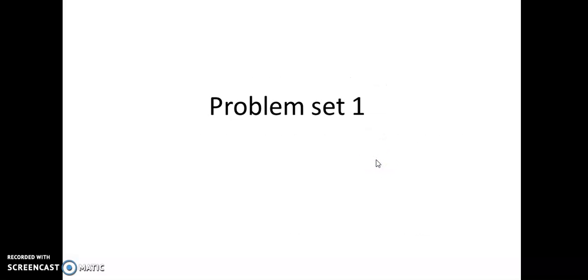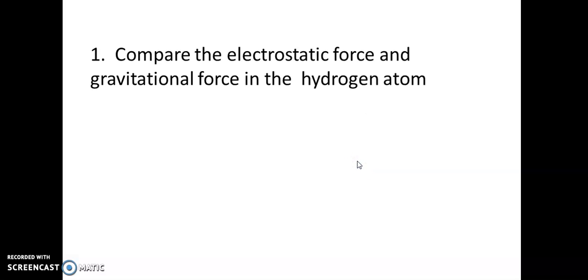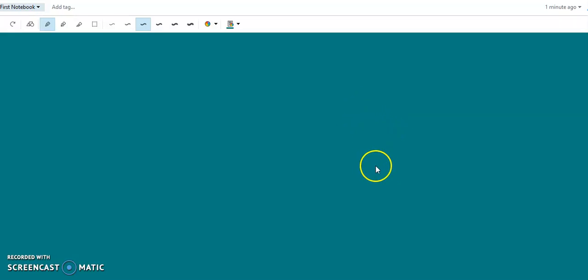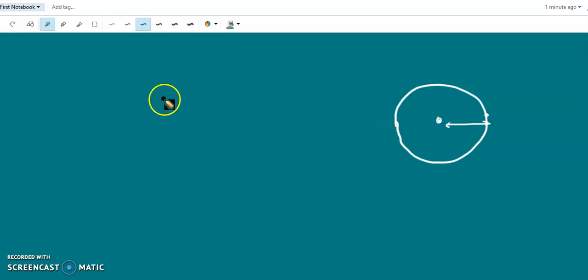So here we discuss some of the problems from the module electrostatics. The first question is: compare the electrostatic force and the gravitational force in the case of the hydrogen atom. We know that a hydrogen atom consists of a proton and an electron separated by a distance equal to the Bohr radius. So here we consider the hydrogen atom in the ground state.